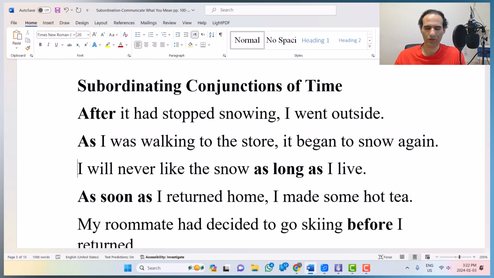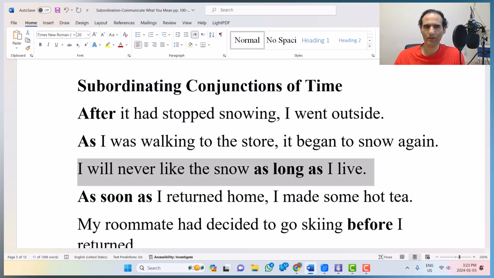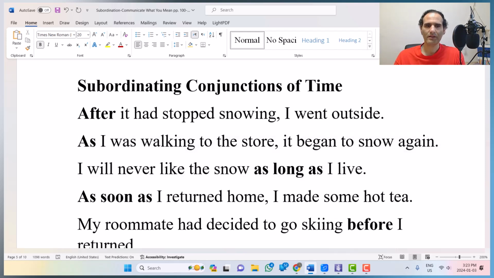Dependent and independent together. I will never like the snow as long as I live. As long as I live, dependent. This one, independent. So what is the difference between this one and this one? Because this one has started with the dependent clause, it needs a comma. This one has started with an independent clause. It doesn't need a comma in between.